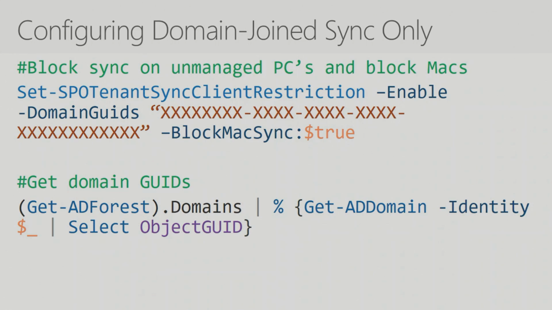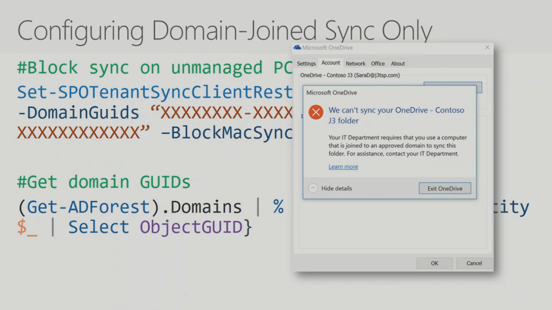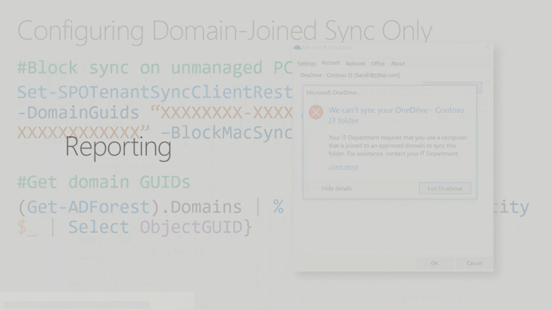This is just an example of, again, PowerShell, saying here's how you would run the PowerShell to restrict unmanaged machines from syncing, and blocking Macs as well. And this is the nice, lovely UI you get as a user. If I'm at my in-laws' and I click the sync button, it says, hey, we can't sync because your IT folks have said you can't do that.